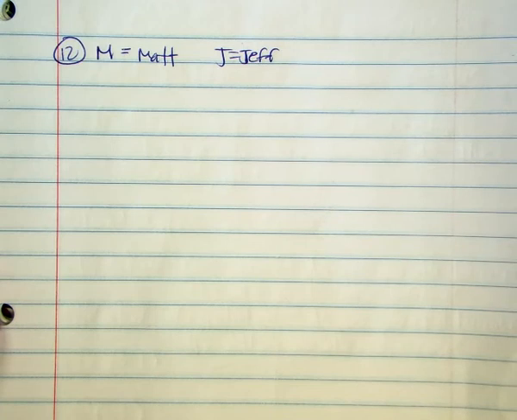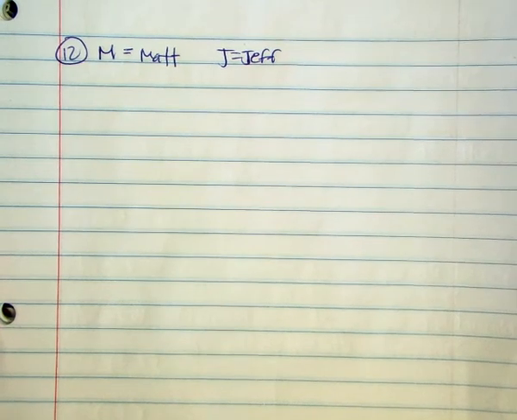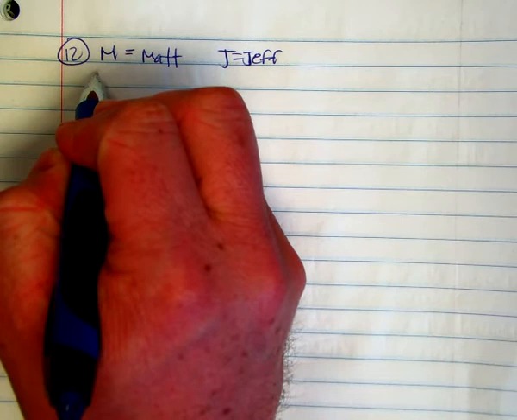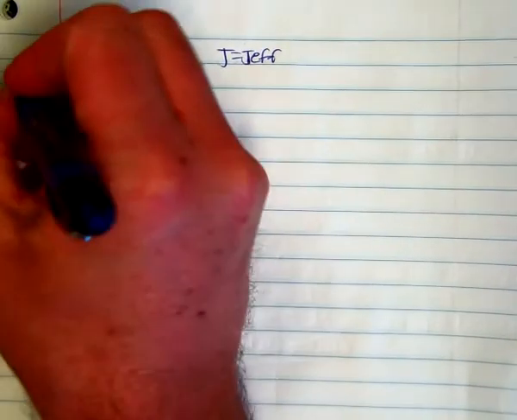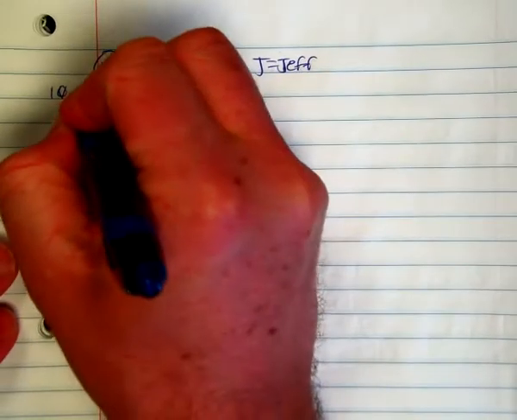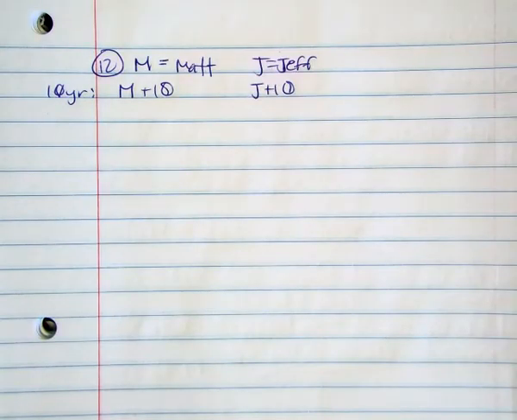10 years from now. Think about your age right now. Think about how old you are going to be 10 years from now. Didn't you just add 10 to how old you are right now? So Matt 10 years from now is Matt right now plus 10 years. So we'll label this as our 10-year scenario. Jeff 10 years from now is going to be Jeff plus 10.